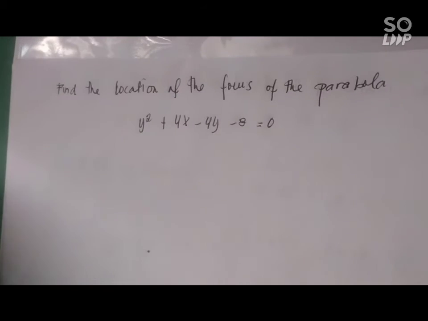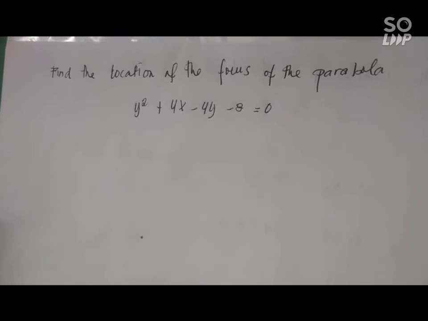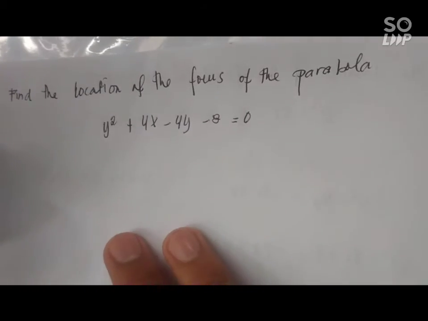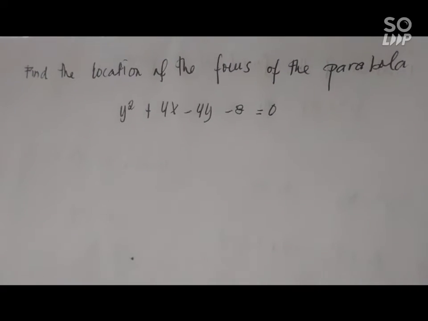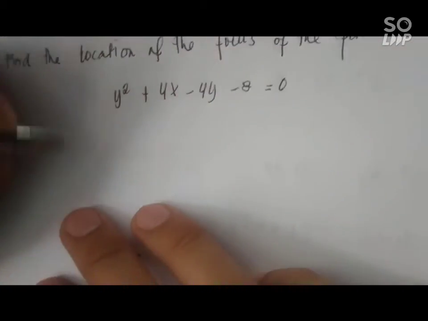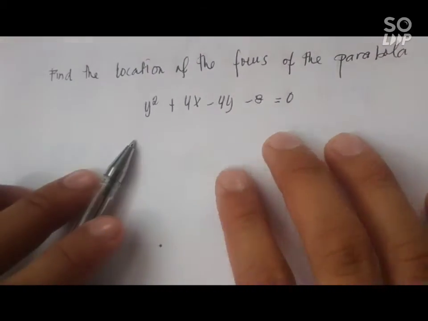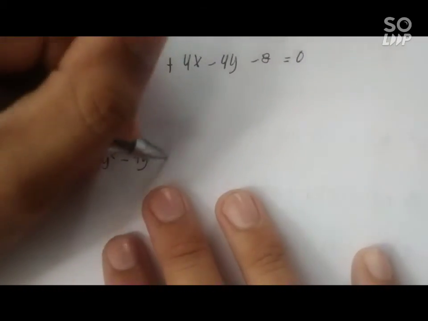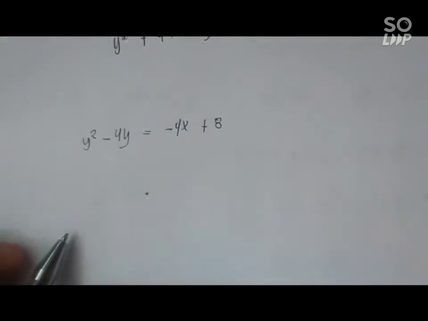Example: find the location of the focus of the parabola y squared plus 4x minus 4y minus 8 equals 0. So you will notice that the given is a general equation and what we are looking for is the focus. Since it is a general equation, what we will use to solve is completing the square. First, we combine the like variables, so y squared minus 4y equals negative 4x, and we transpose plus 8. So that is the form.